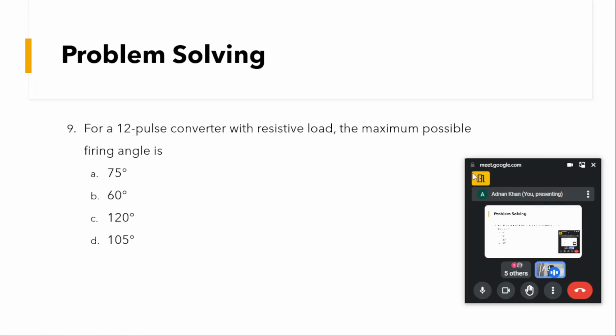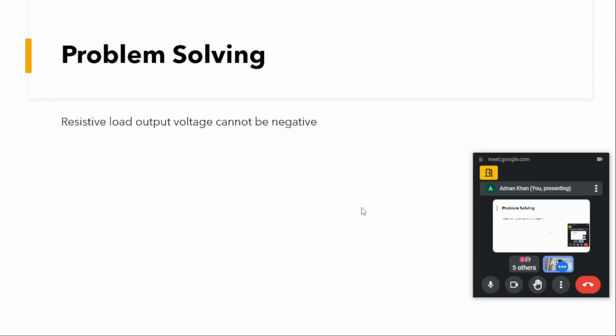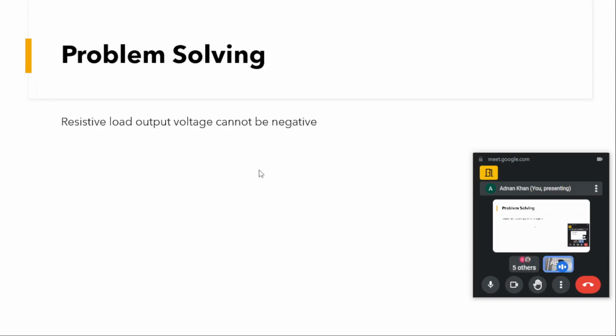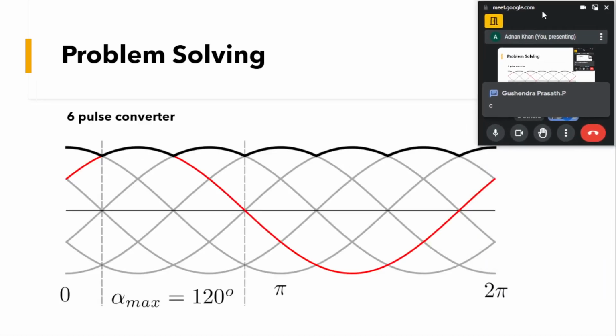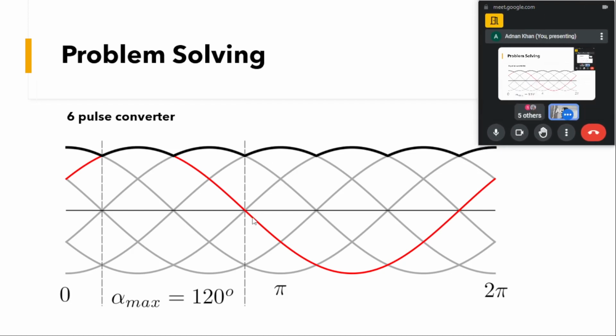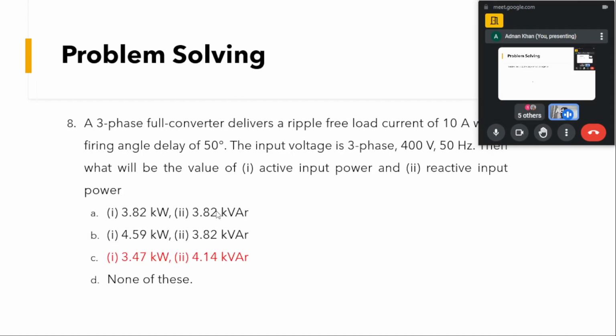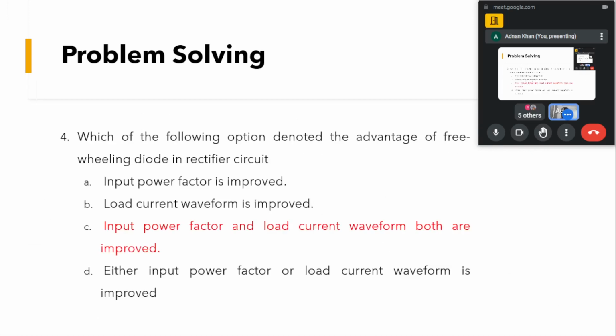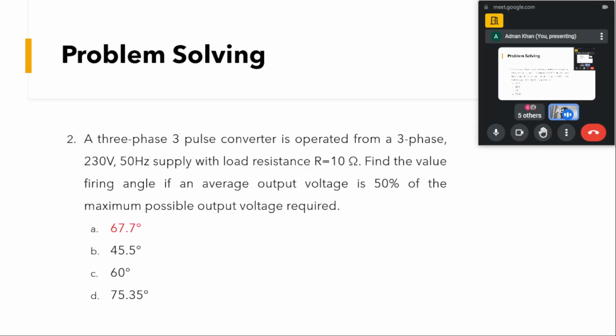So now question number 9: for a 12 pulse converter with a resistive load, the maximum possible firing angle is. One thing we know, some of the students have answered this question. What we know here is that for the resistive load, the output voltage cannot be negative. Before going to this 6 pulse converter, I'll go through the question we had already solved for the 3 phase, 3 pulse.